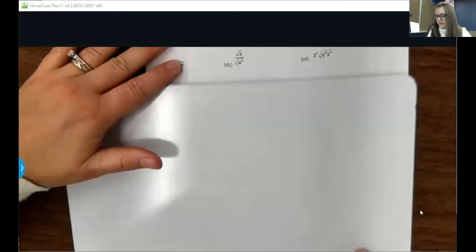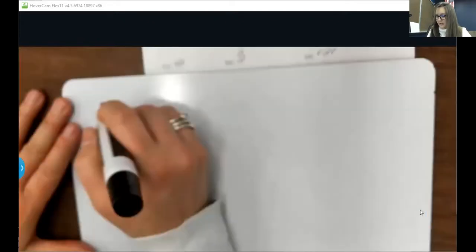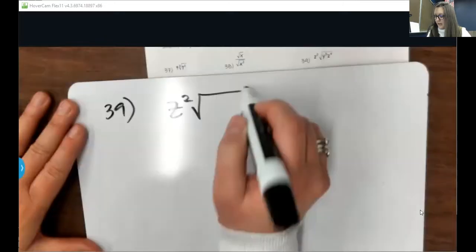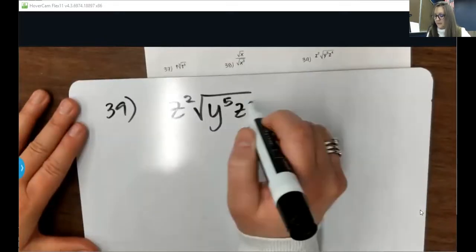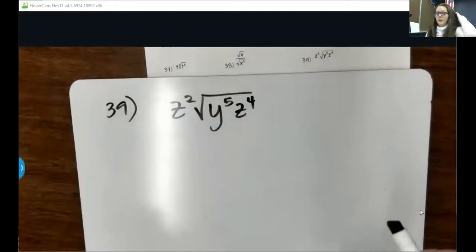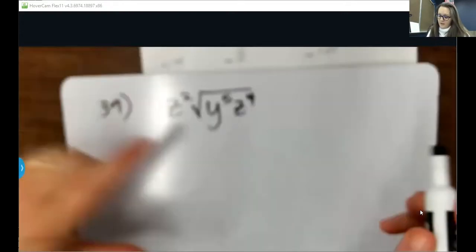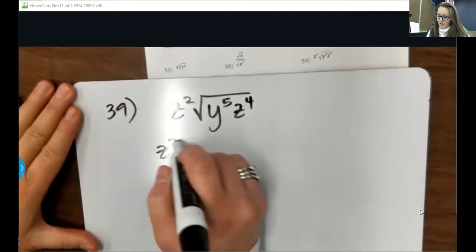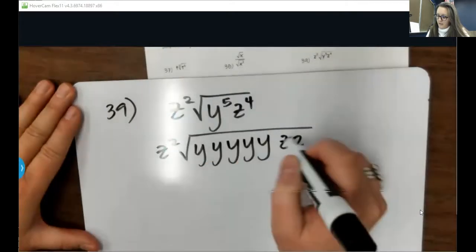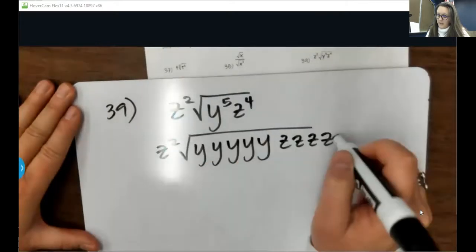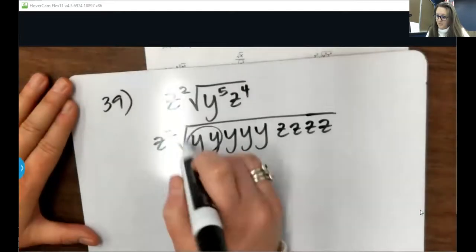Let's do 39. This is 39. I have z squared times the square root of y to the 5th times z to the 4th. So we're looking for squares, right? Let's write this all out. This is when writing it all out can kind of become a headache because we have 5 y's and 4 z's. That can become kind of complicated, but sometimes it helps.